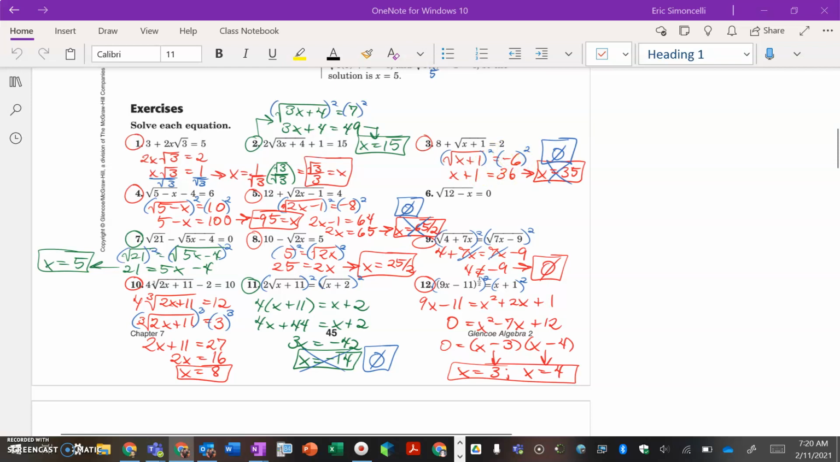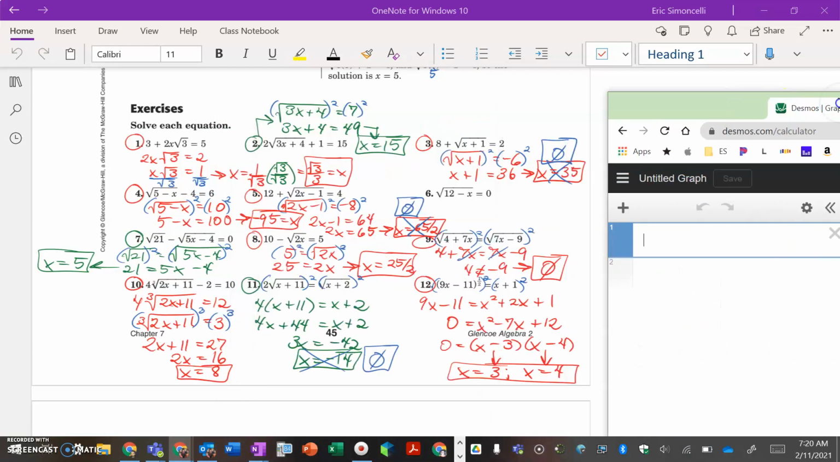Okay, so I'm going to check my answer. Is 35 a solution? Well, we could plug it in here. Let's see. 35 plus 1, that's 36. The square root of 36, that's 6. 6 plus 8 is not equal to 2. 6 plus 8, of course, is 14. So I'm going to go ahead and graph this. I'm going to pull this in.